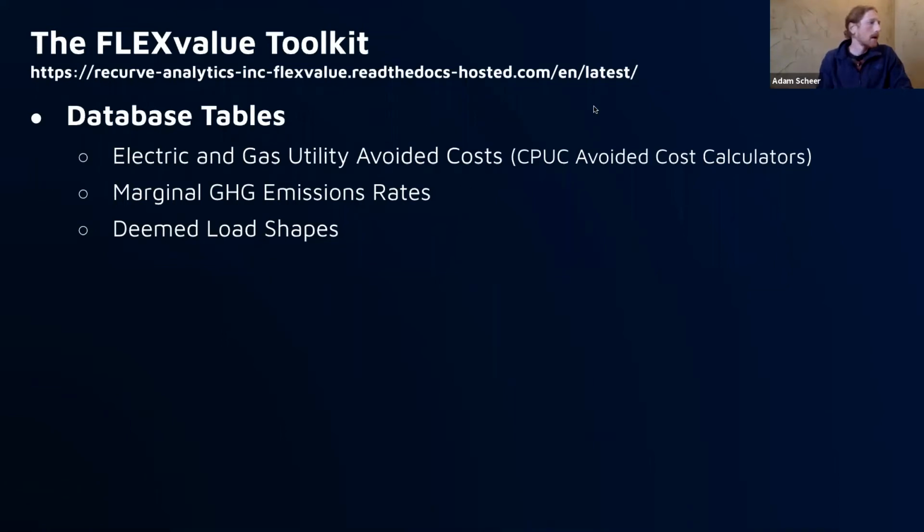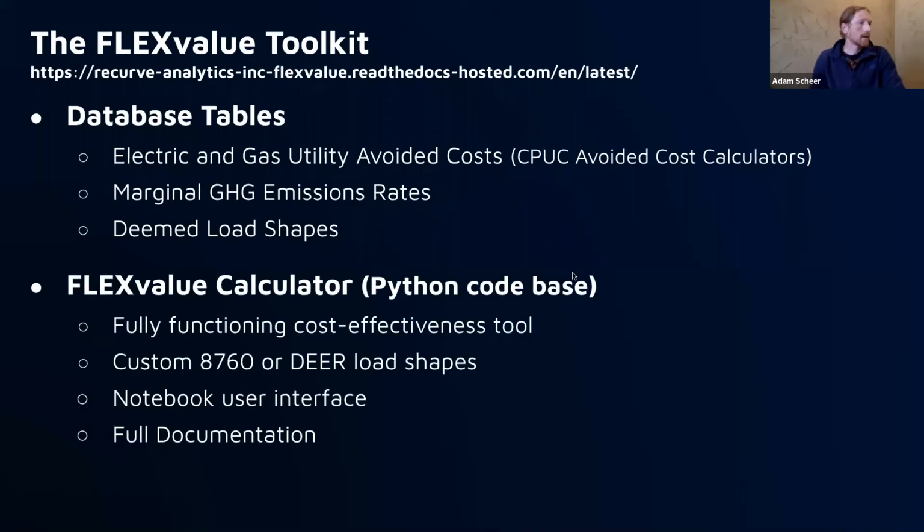Also, GHG emissions rates are included in these database tables, and then we have deemed load shapes. So all of the DEER load shapes for all of the utilities, you can just go download them directly. And then we have the calculator itself.